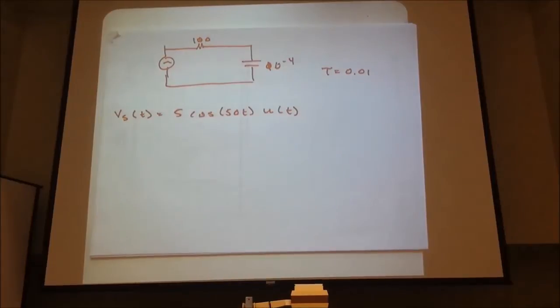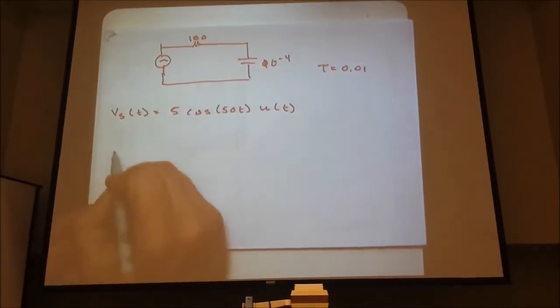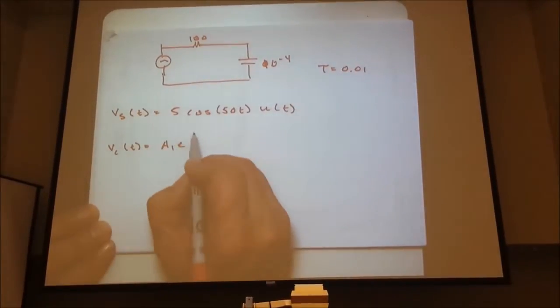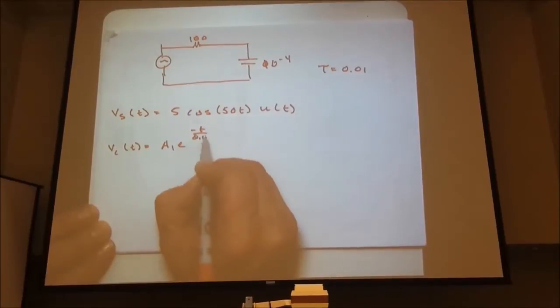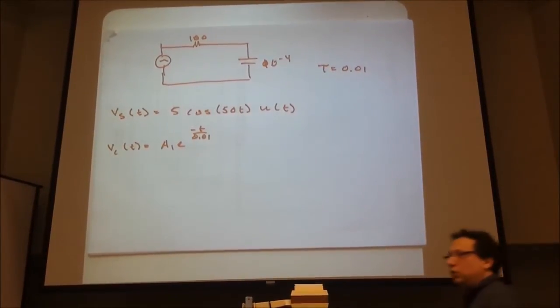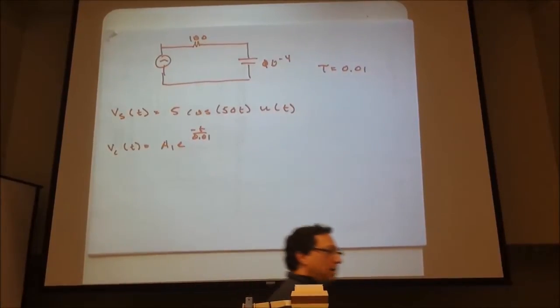We wind up with some initial transients before we get to the sinusoidal signal, and we need to be careful of those transients. And so what does our solution form look like again? Well, vC of t is A1 e to the minus t over 0.01, or if you prefer, minus 100t. That homogeneous term is always there. So it doesn't matter what the source is, again, it's always there.